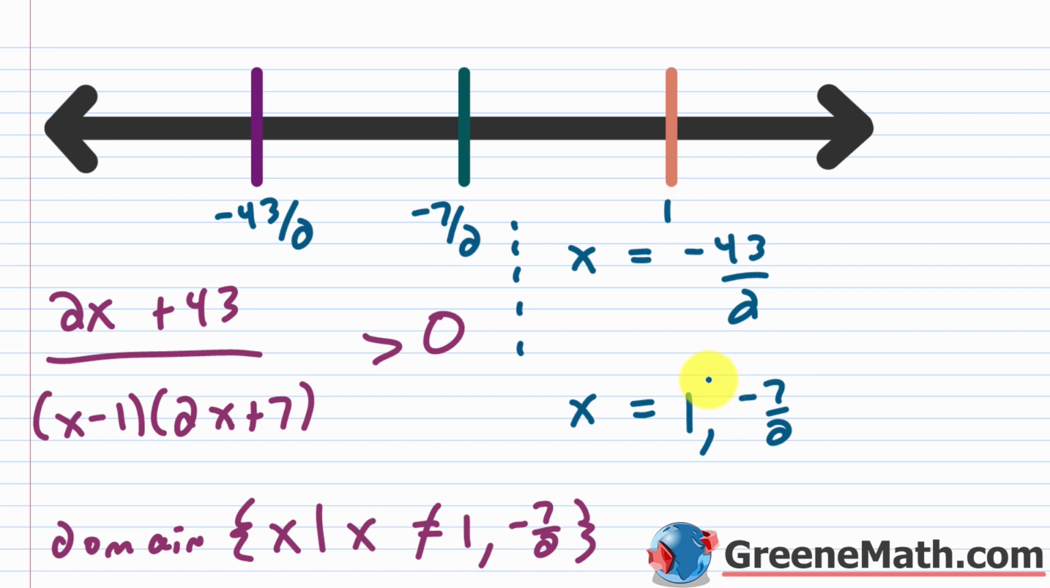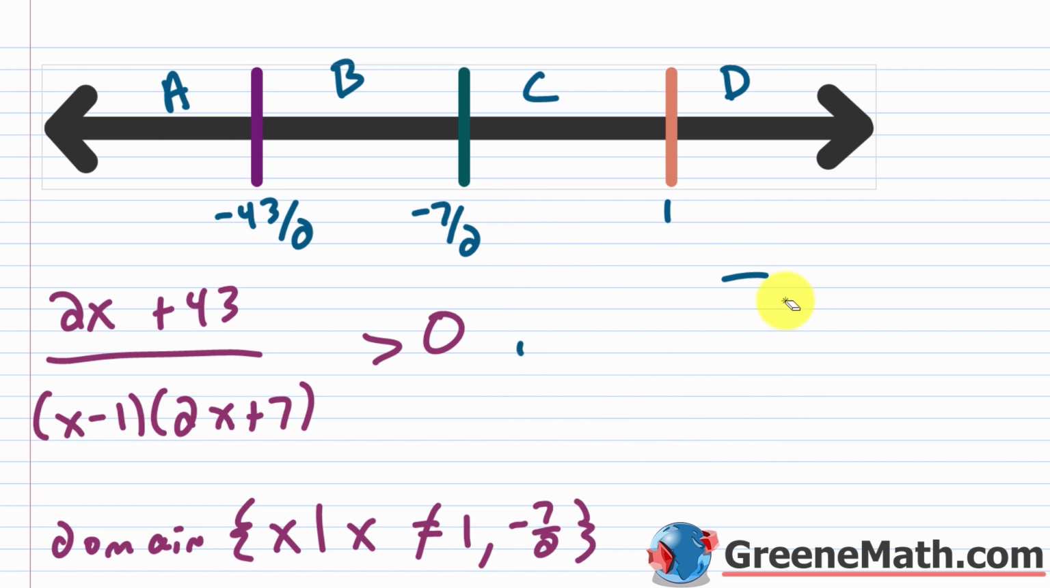Essentially, I'm just going to test inside of each interval. Let's say this is A, anything less than negative 43 over 2. This is B, anything between negative 43 over 2 and negative 7/2. This is C, anything between negative 7/2 and 1. And this is D, anything greater than 1. To get some room, I'm going to get rid of these.